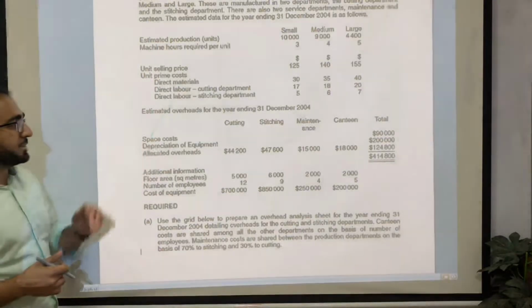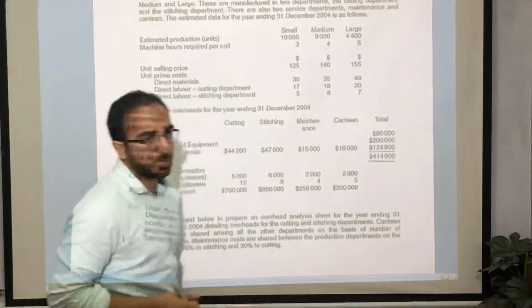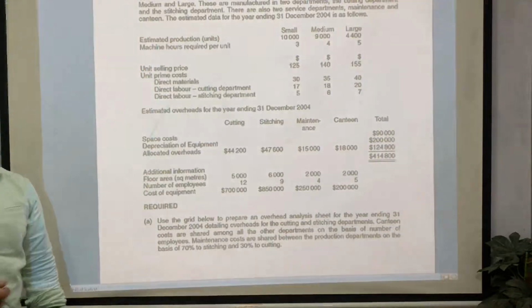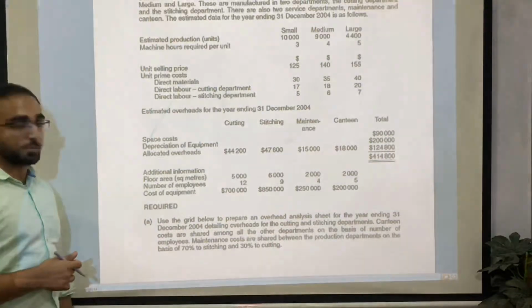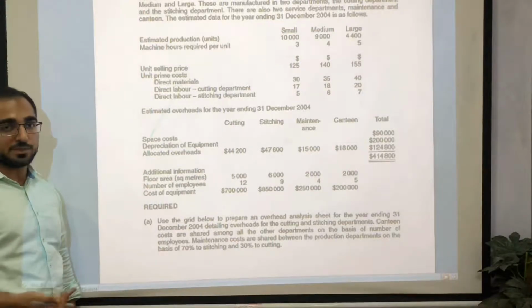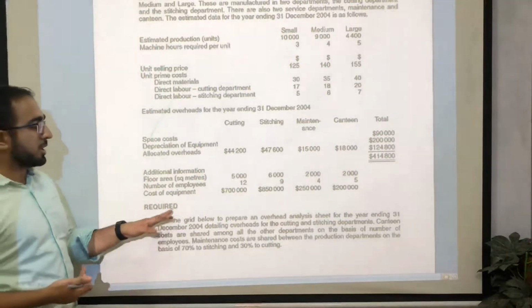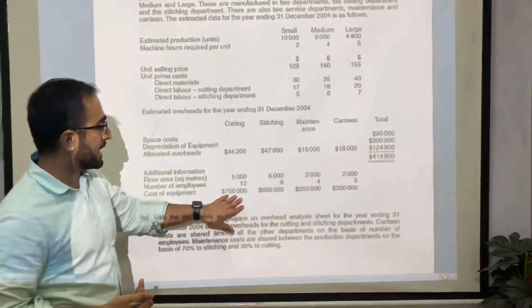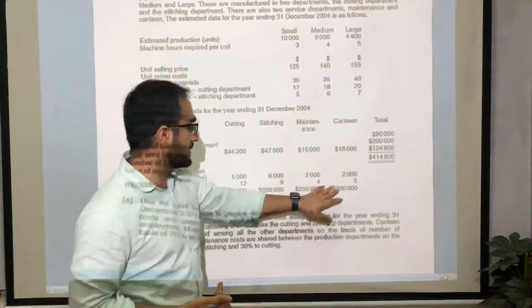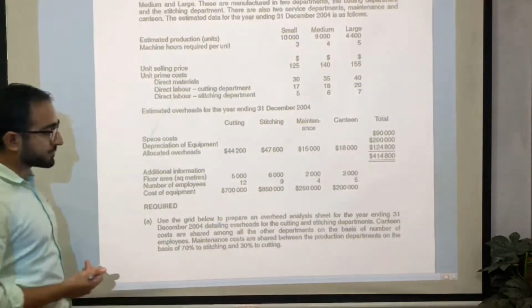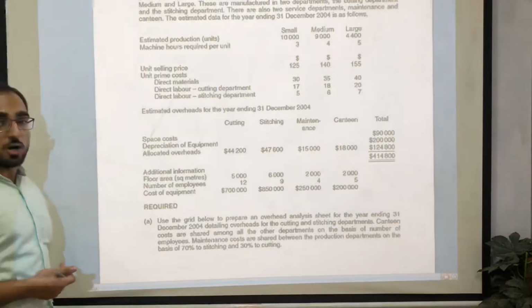Then comes in the depreciation. You've been given 200,000. Now for depreciation, you will be basing it on the cost of the equipment. So the higher the cost, the more the depreciation will be. So the total cost of the equipment that you have is 700,000, 850,000, 250,000 and 200,000, and that gives you a total of 2 million.